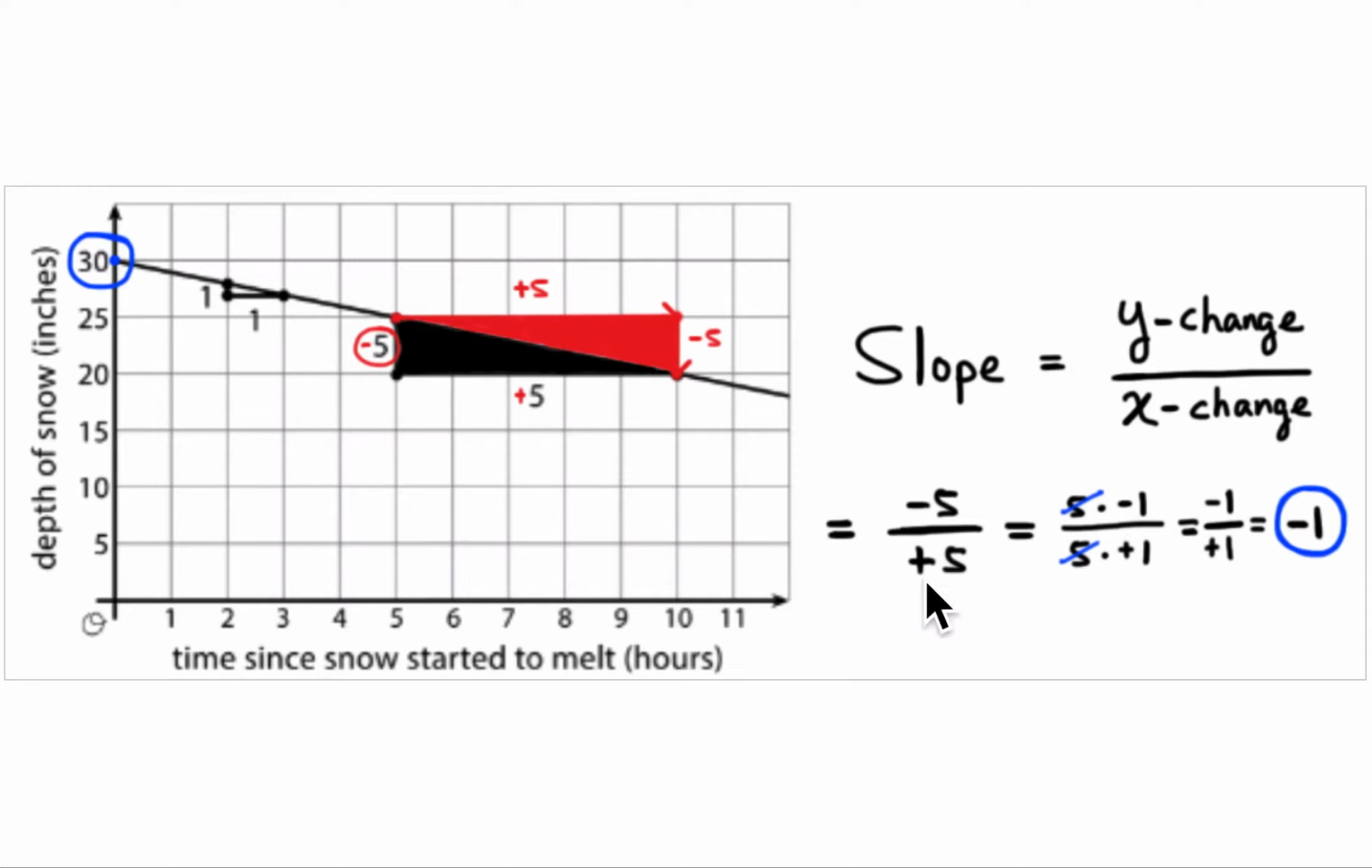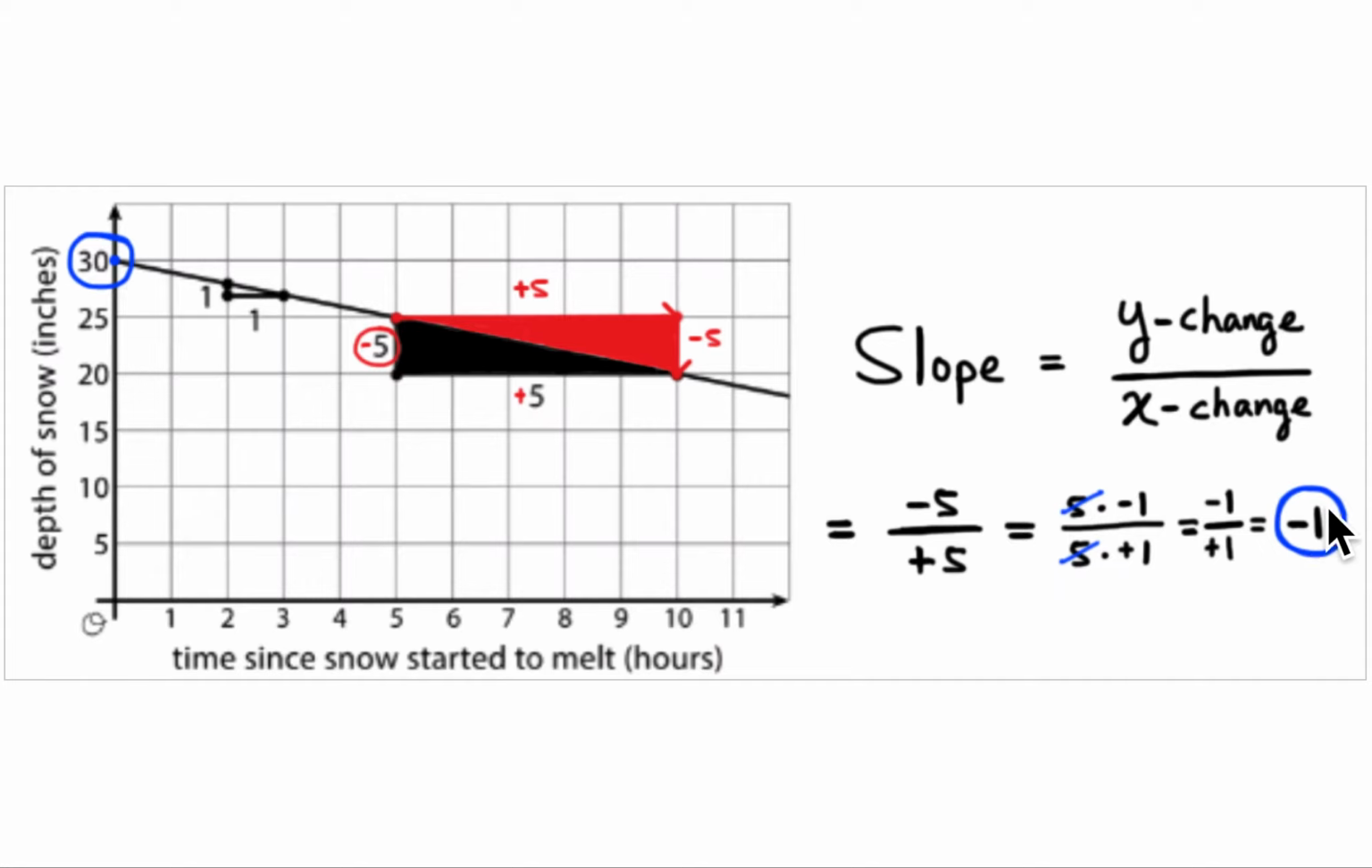This is positive 5 right here. The change in the x value is positive 5. Change in the y value is negative 5 in both cases. Either start out with negative 5 or you end with negative 5. But still, that's the change in the vertical direction. That's that negative 5 right there. And so you factor out the 5s, you end up with negative 1 divided by positive 1.